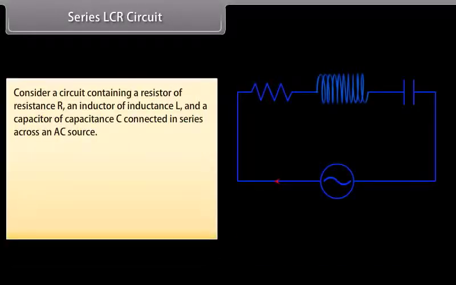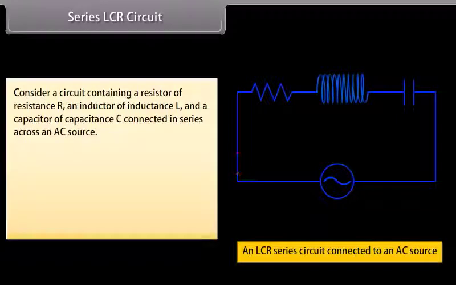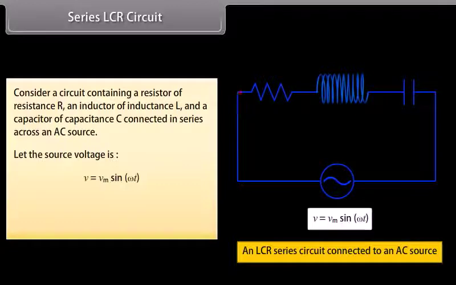Series LCR circuit. Consider a circuit containing a resistor of resistance R, an inductor of inductance L, and a capacitor of capacitance C, connected in series across an AC source. Let the source voltage be equal to Vm sine omega t.